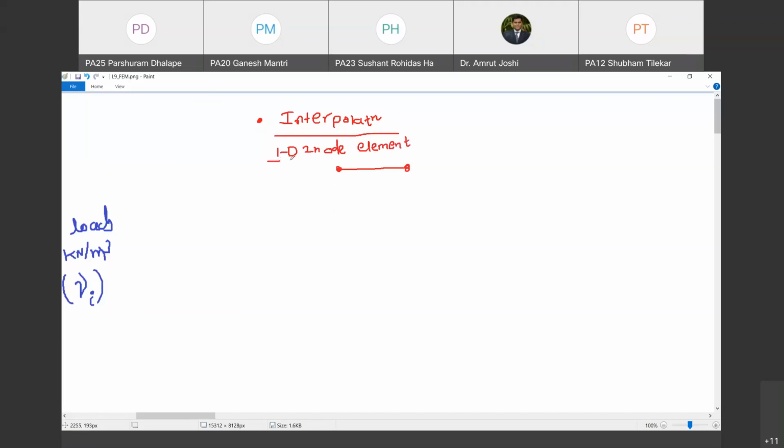That means you have discretized the body by one dimensional elements, and you have chosen the element which has only 2 nodes, one at start and another at end. I am going to call these nodes as 1 and 2. Happy? Start node and end node of the element.